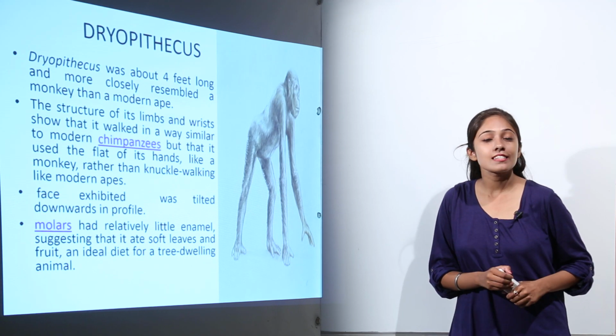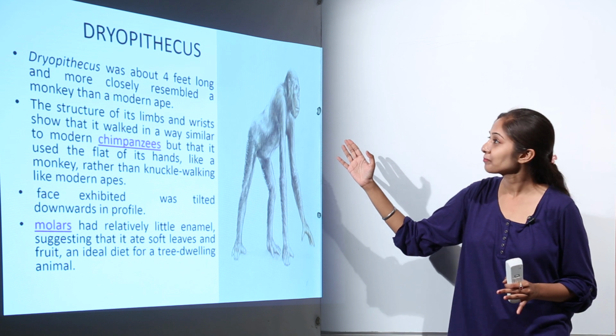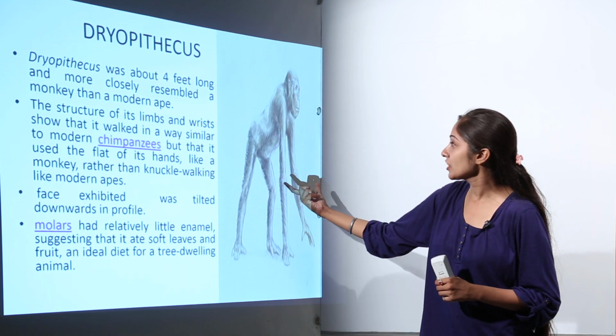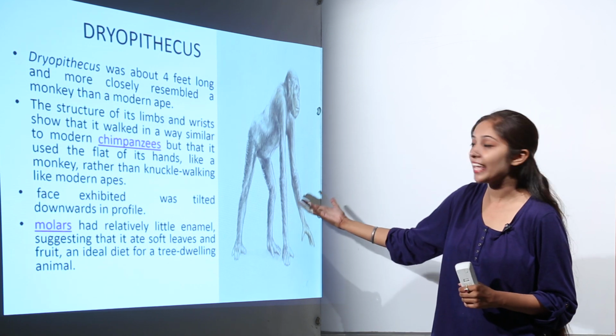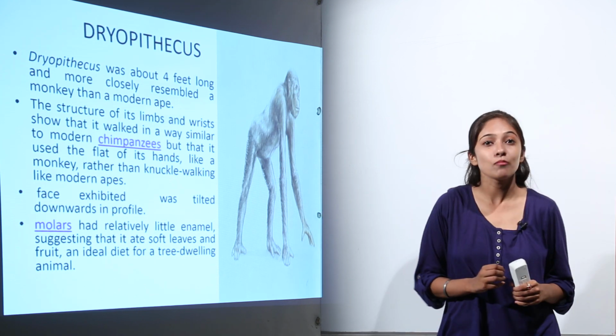Let us now discuss some of the features of Dryopithecus. Dryopithecus was about 4 feet long. As you can see in the image, it more closely resembles a monkey than a modern ape, right.